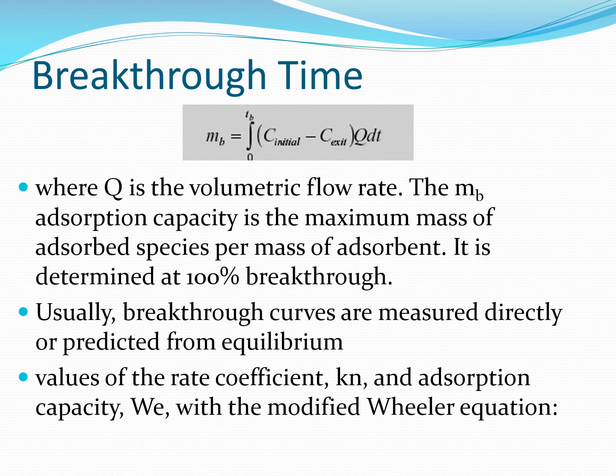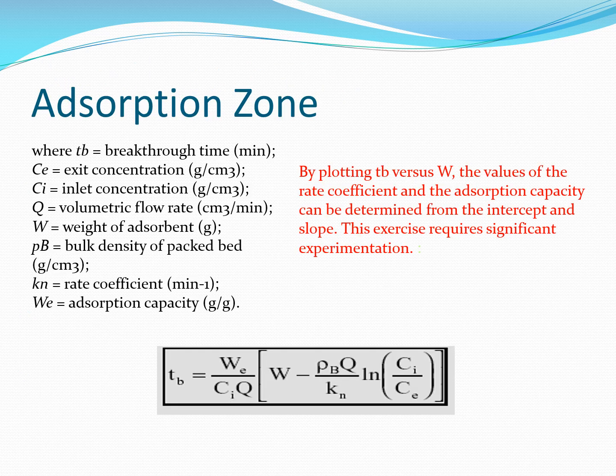So if you want to calculate the breakthrough time, this is a relation from your book, basically where mb is equal to the integral from 0 to time tb of (c initial minus c exit) times Q dt. Here Q is the volumetric flow rate, and mb is the adsorption capacity, the maximum mass of adsorbed species per mass of the adsorbent.